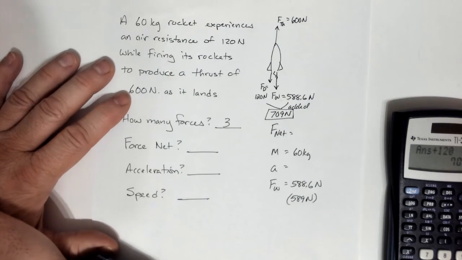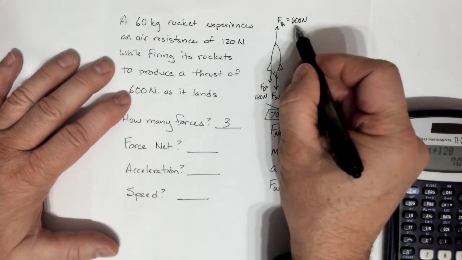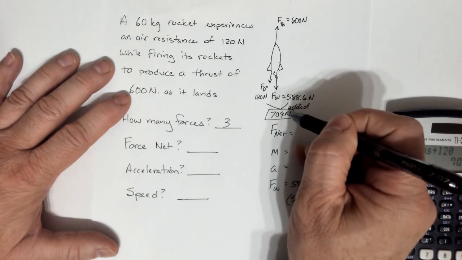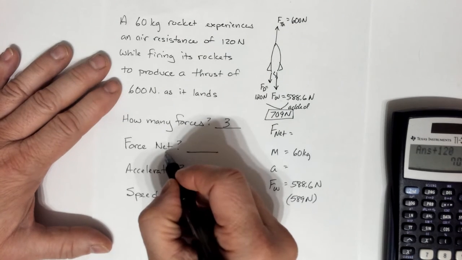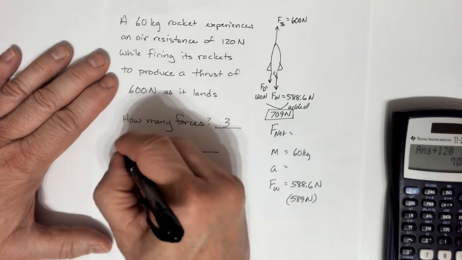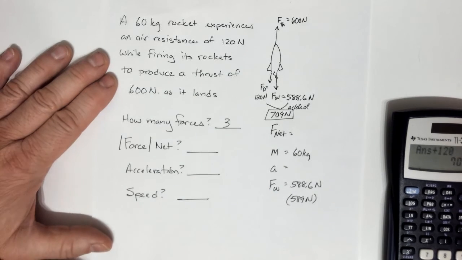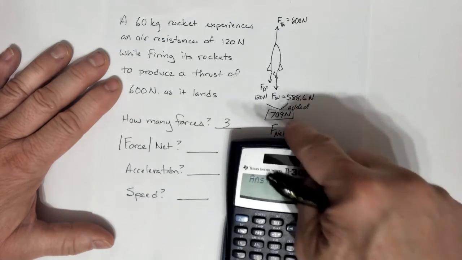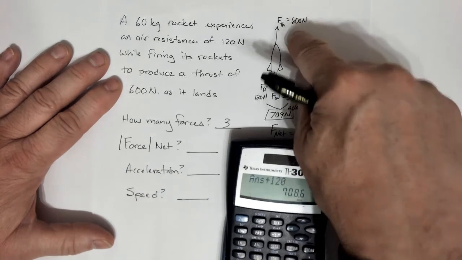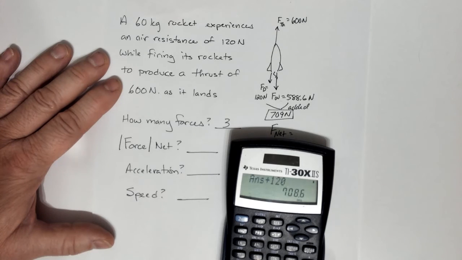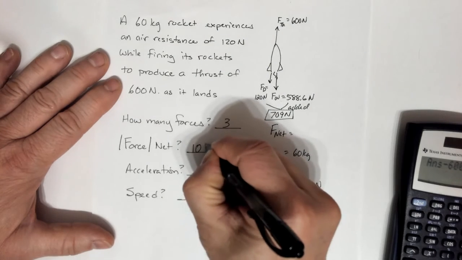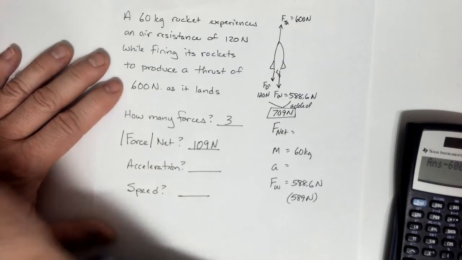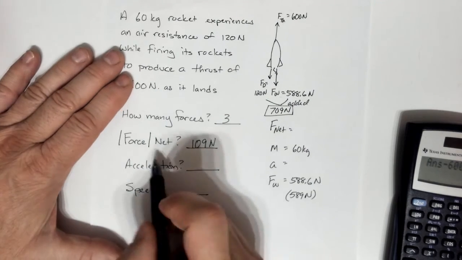But that's how much is acting downward. And I have 600 up, so the downward one is going to win. And F net, force net, is pretty much always an absolute value, so I'm going to make it just a positive number. So we're going to go 709, which is down, minus 600. I'm going to write it down as 108.6, or 109 newtons, is what I have left over. So that's my net force.